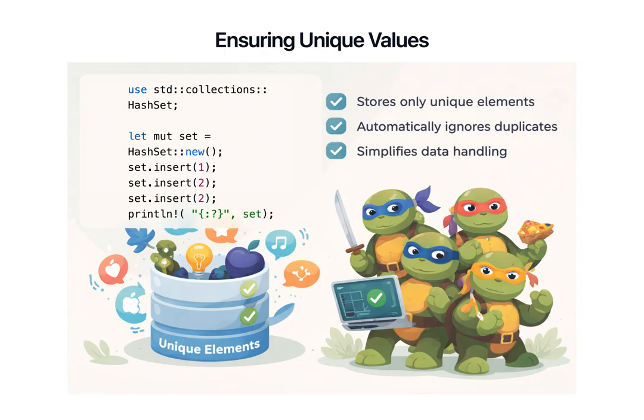HashSet stores only unique elements, automatically ignoring duplicates. This feature simplifies data handling by ensuring each item in the set is distinct.